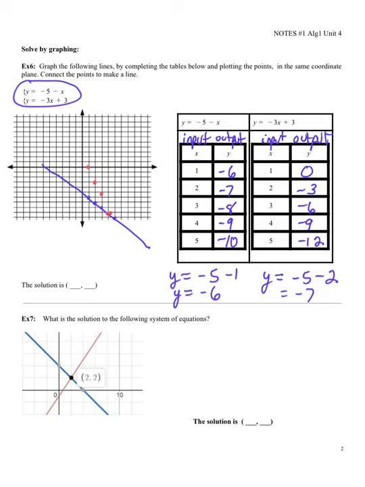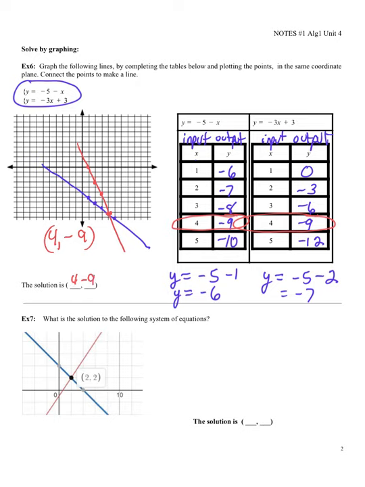Sorry about that. All right, so we can see right here, if we draw our line, that our point of intersection is (4, -9). We can also see it here on the table. All right, so our solution is (4, -9).